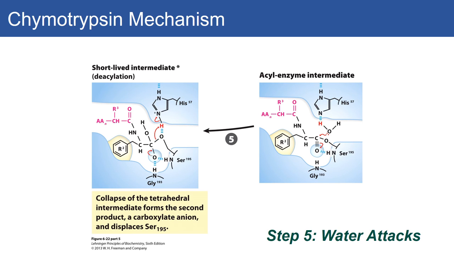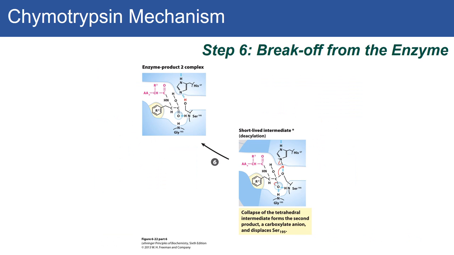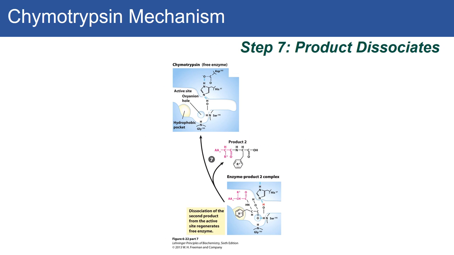So right now we have an enzyme product intermediate in there, and from there, this is where everything starts to reset itself. You get a breaking apart of the enzyme. That collapse of the tetrahedral intermediate forms a second product, which is a carboxylate anion, again displacing that serine. Then the last step comes in, and the whole product dissociates, and that regenerates the enzyme so that it's free to go. So in the last step, step 6, we had an enzyme substrate complex that was formed, and from there we break off, and now we have the two separate, and the reaction is complete.